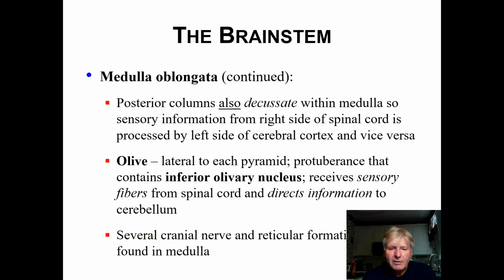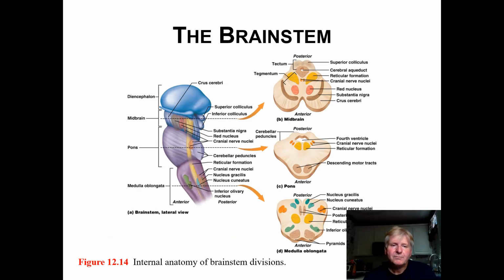The olive is lateral to the pyramids. It's a protuberance that contains the inferior olivary nucleus. And this nucleus receives sensory fibers from the spinal cord and directs that information to the cerebellum. You also have several cranial nerve nuclei and reticular formation nuclei found also in the medulla.